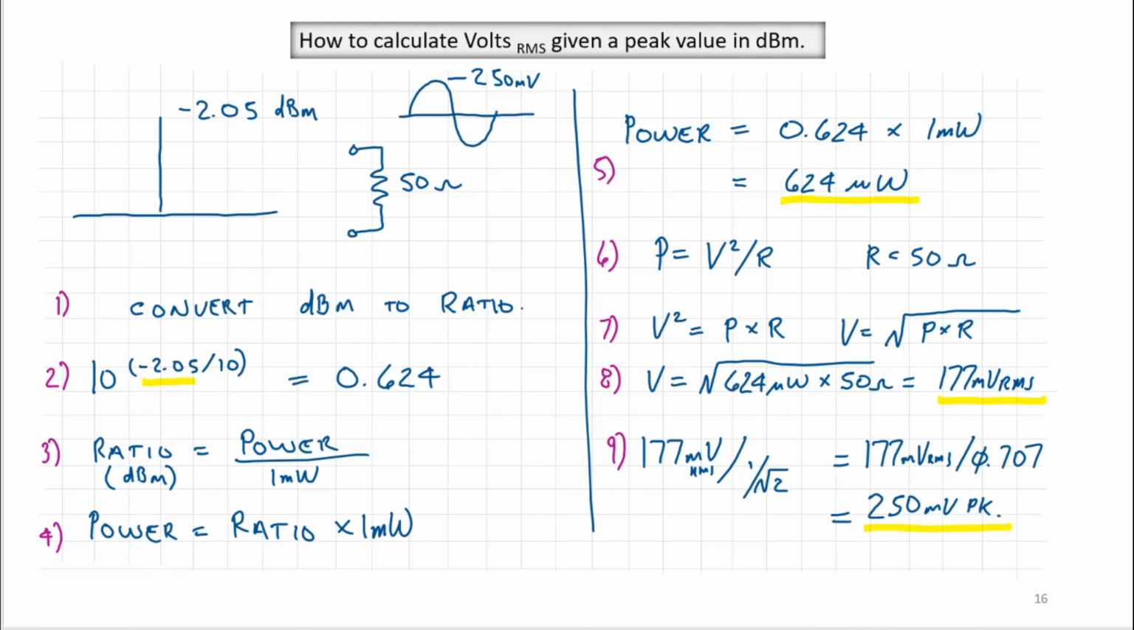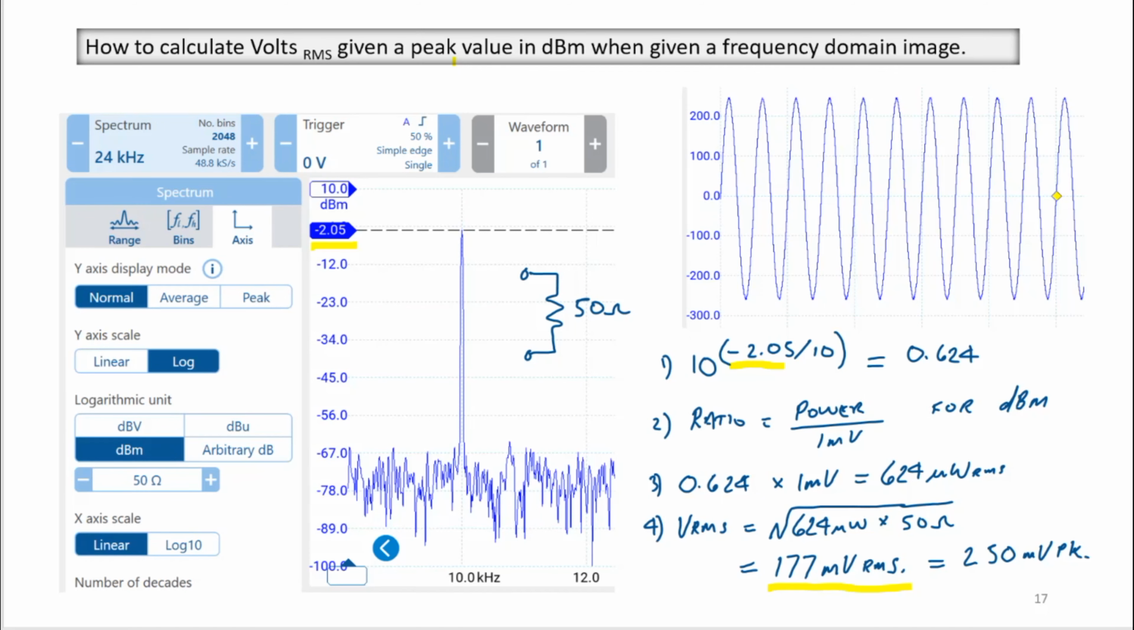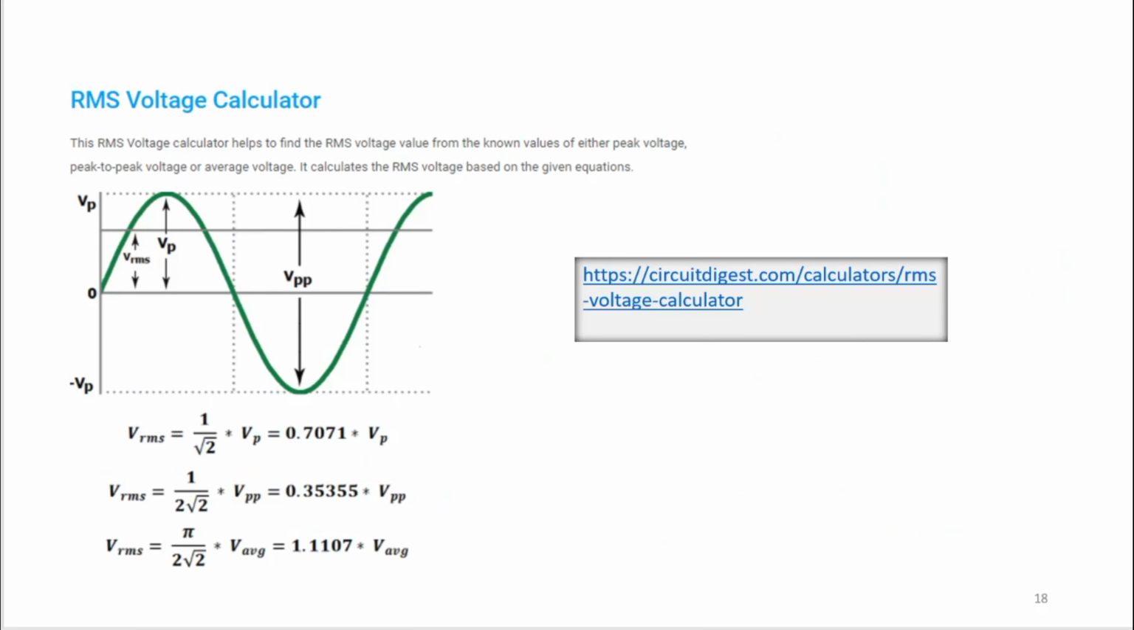And then I came here. This was just another example of calculating volts RMS given dBm. Okay, I think I went through the whole example here. And this last slide was just doing the same thing, figuring out that peak value with a 50 ohm load resistor. And make sure you know how to do all these RMS calculations. Hopefully this little demo helps you out.